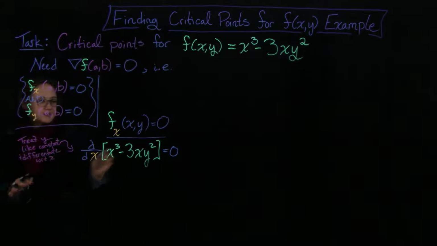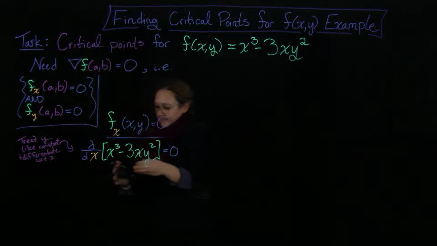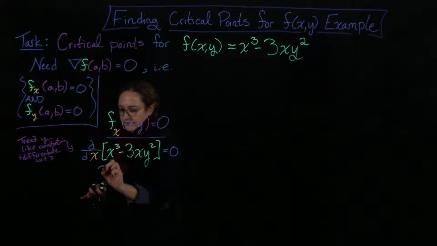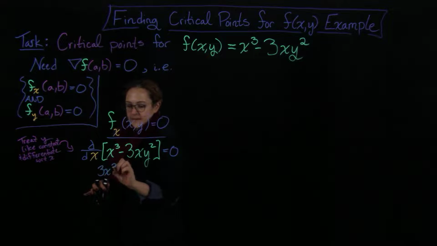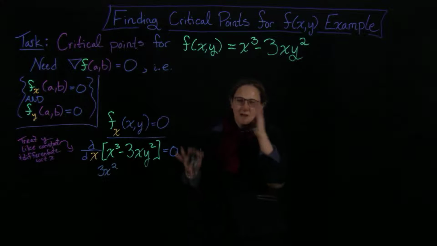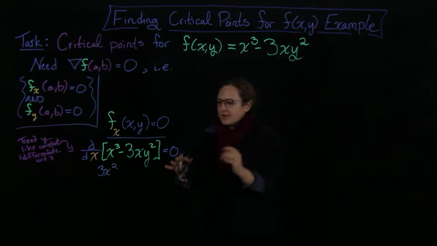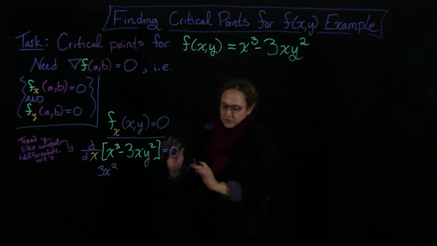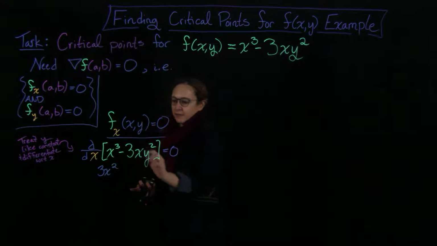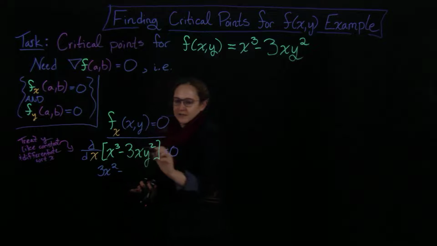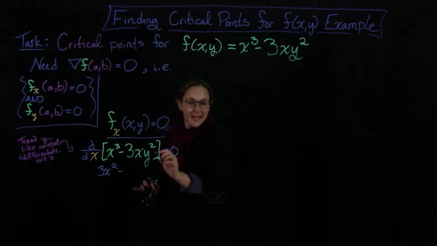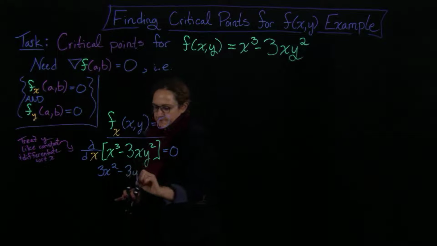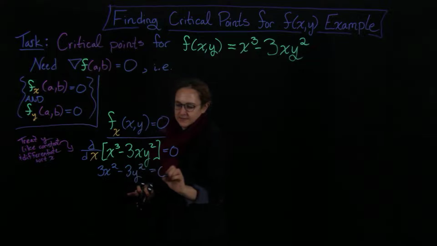Let's go ahead and do that. The first part only has an x, so that part is not so bad: I just get 3x squared. For the second part, y is a constant, so y squared is a constant. Everything there is a constant except for the x, so if I had a constant times x and took the derivative with respect to x, I would just get that constant. So that's minus 3y squared, and I'm setting that equal to 0.